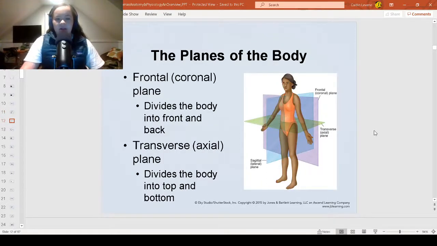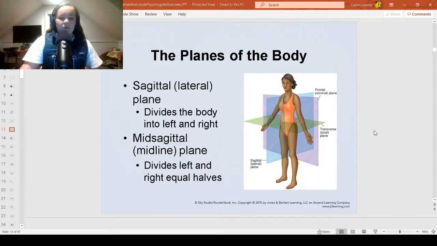The planes of the body: we have the frontal, transverse, and the sagittal plane, as shown in the model. The frontal, or the coronal plane, divides the body into front and back. That is the slice in blue. The transverse or axial plane divides the body into top and bottom, which is the green plane. The sagittal or lateral plane divides the body into left and right, which is the purple plane.